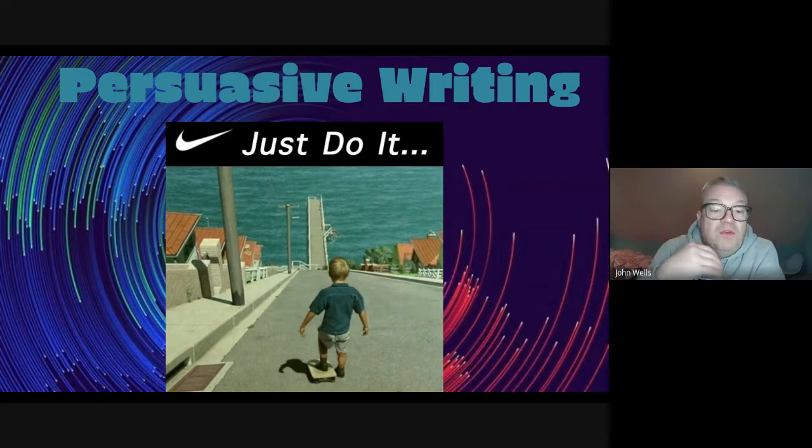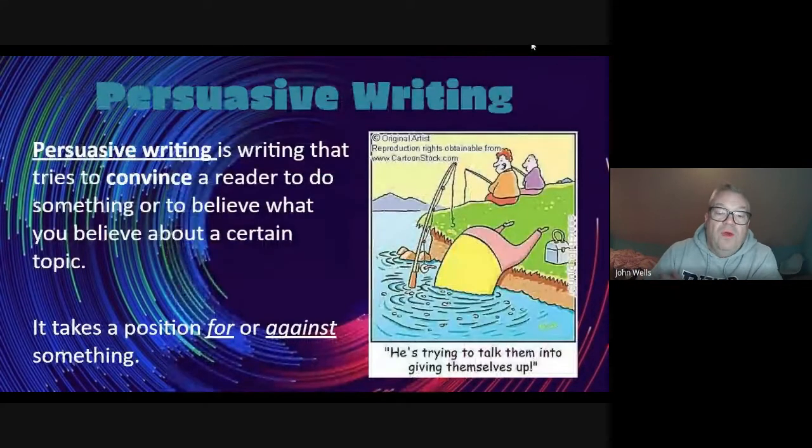Now, by the way, you might hear the term argumentative writing, you might hear the term persuasive writing, and there is a fine difference between them, but for the purposes of this class and these exercises, we're going to use those words pretty much interchangeably. So, what is it? First off, it's writing that tries to convince a reader to do something or to believe what you believe about a certain topic. Either you're for it or you're against it.